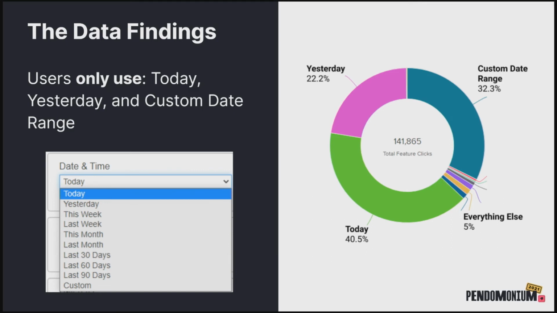People use three of them. They use today, which is the default. That's the most used. They use custom date range second, and they use yesterday third, and then the rest, everything else, 5%. One of the options we had was used less than 100 times by our 25,000 users in a whole month. And so Pendo, using those event properties, helped us find this out.